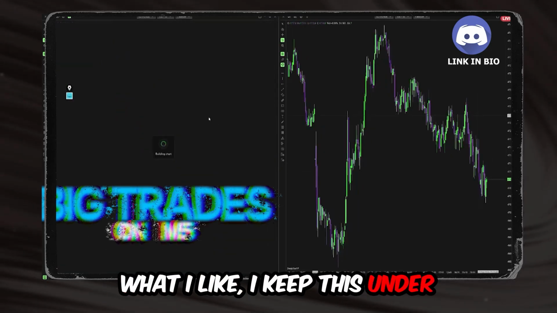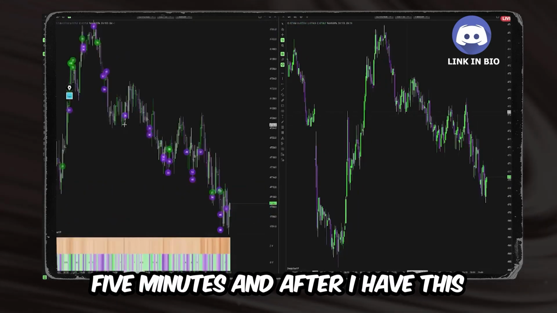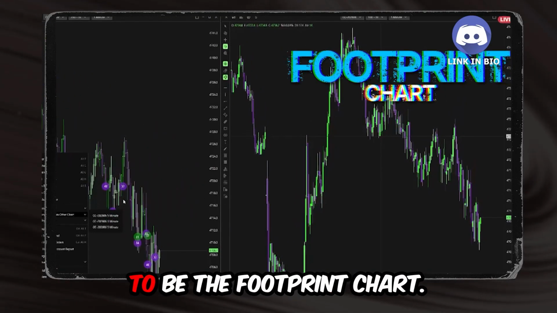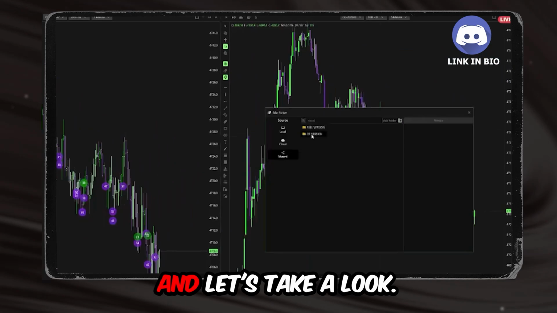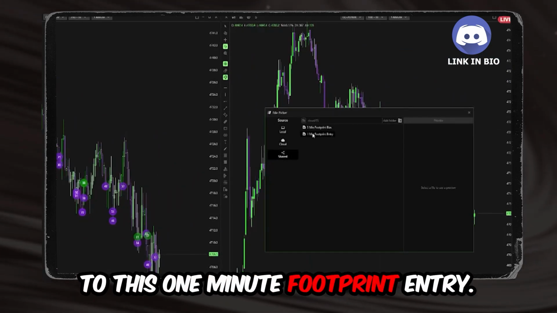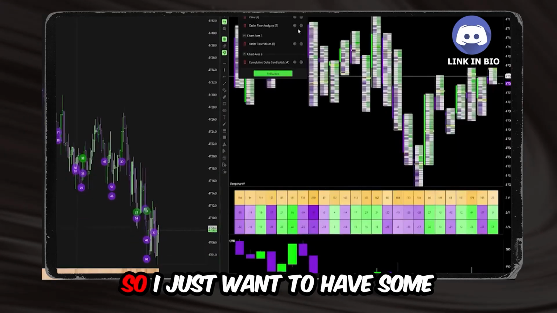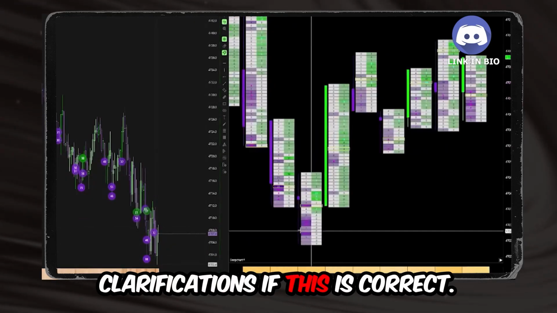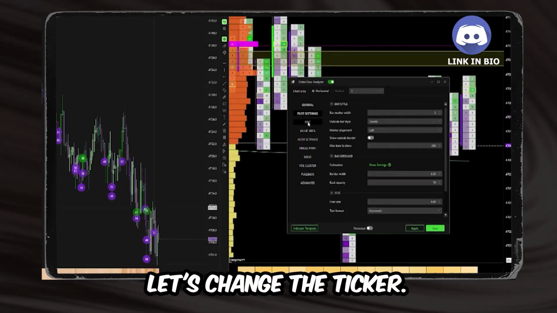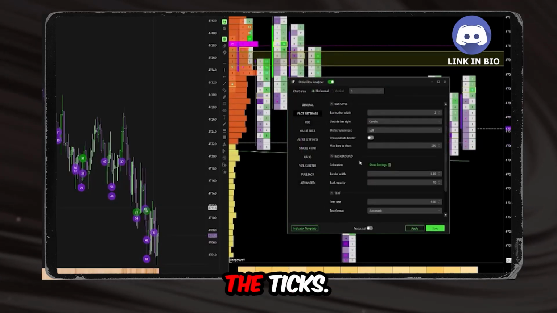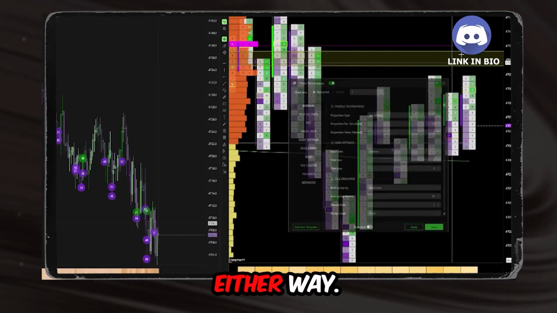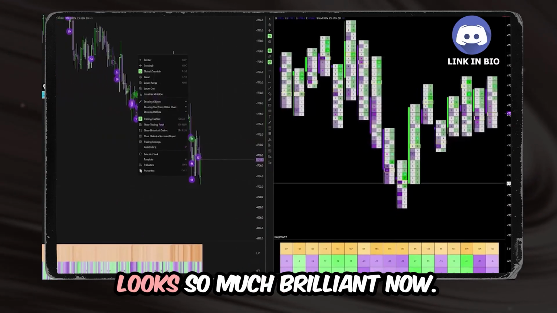What I like, I keep this on the 5 minutes. And after I have this in the 5 minutes, I want this to be the footprint chart. And let's take a look here at this 1 minute footprint entry. This is what I like using. So I just want to have some clarification on whether this is correct. Let's go here, order flow analyzer. Let's change the ticks. It seems like auto grouping is set to 16 either way. Okay, looks so much brilliant now.